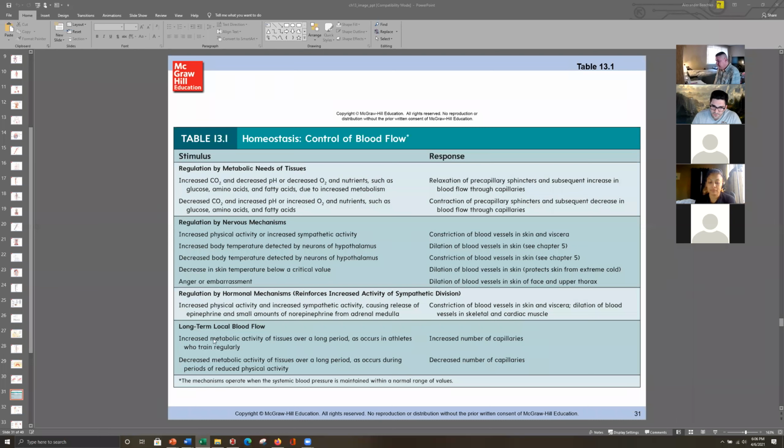Long-term local blood flow, increased metabolic activity of tissues over a long period, as occurs in athletes who train regularly, can increase the number of capillaries. And then you can have decreased metabolic activity of tissues over a long period, as occurs during periods of reduced physical activity, where you can reduce the numbers of capillaries.